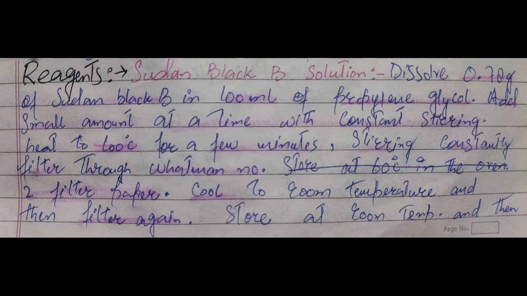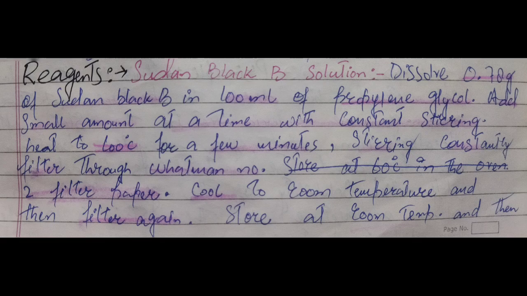अब हम इस स्टेन के रिएजेंट्स देखेंगे। पहले सुदन ब्लैक बी solution: dissolve 0.7 gram of Sudan black B in 100 ml of propylene glycol. Add a small amount at a time with constant stirring. Heat to 100 degrees Celsius for a few minutes, stirring constantly. Filter through Whatman number 2 filter paper.